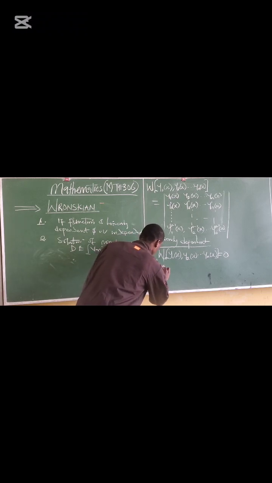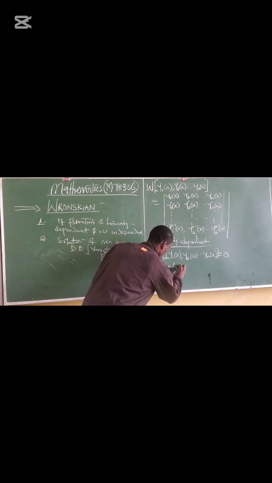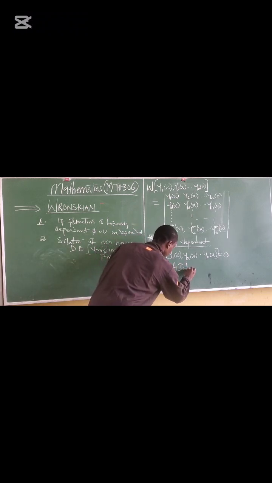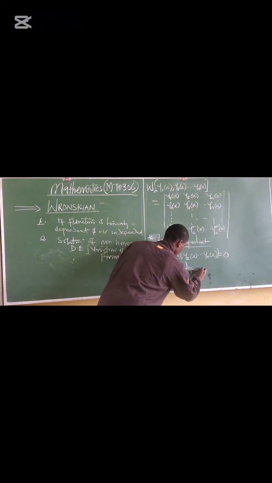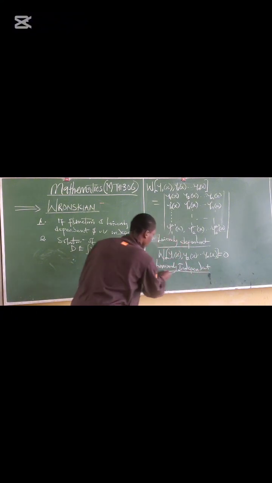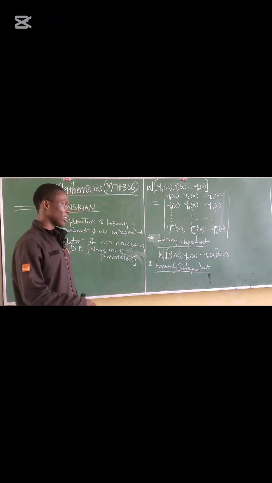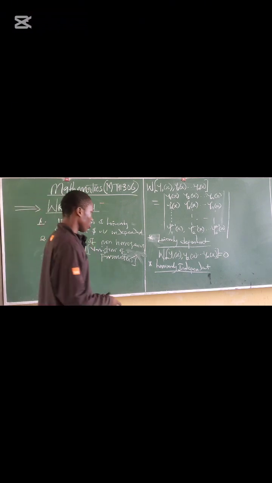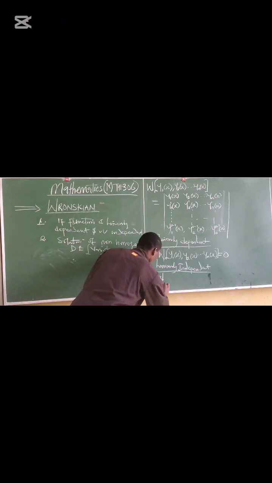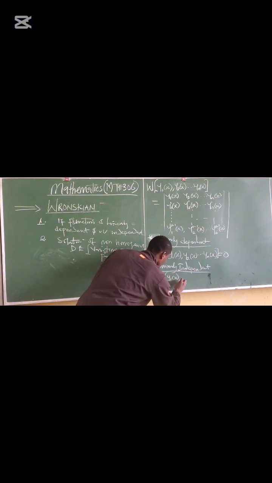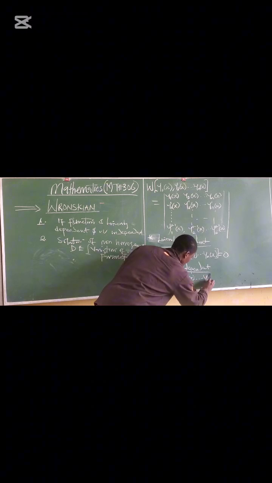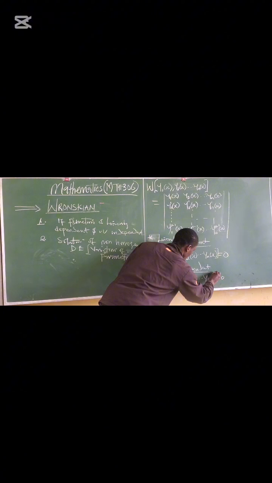The second one is when the function is linearly independent. A function is said to be linearly independent if the WRONSKIAN of these given solutions is not equal to 0.